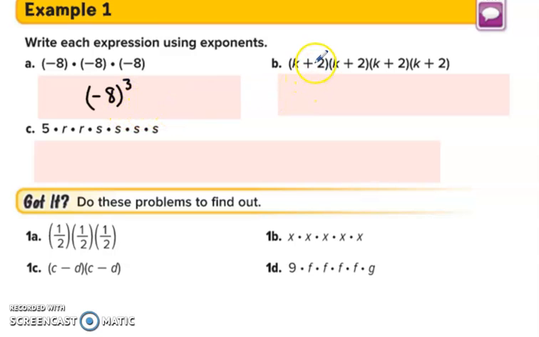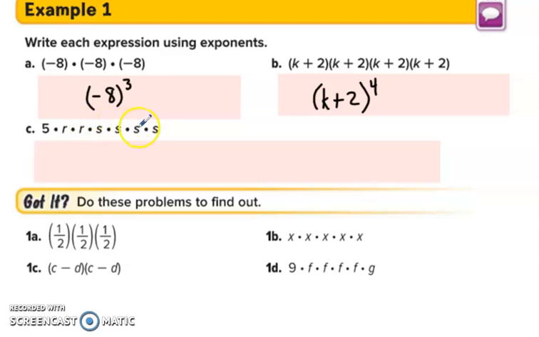Here we've got now a large phrase inside of there. They're identical, so there's actually 4 of them. So we'll take the same exact base, k plus 2, and we're going to raise them to the fourth power.